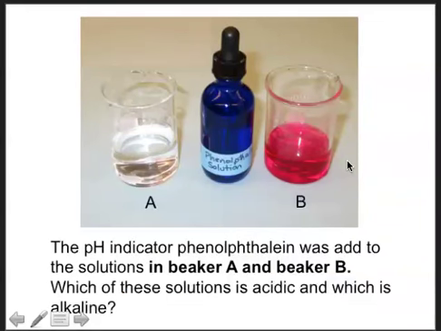Okay, the pH indicator phenolphthalein was added to the solutions in beaker A and B. Which of these solutions is acidic and which of these is alkaline? Now, phenolphthalein is a color indicator. It tends to be reddish purple in basic solutions, and it tends to go to a light pink at neutral and clear in solutions that are below 7. So beaker A is going to be neutral to acidic, and beaker B, in this case, is going to be the basic beaker.